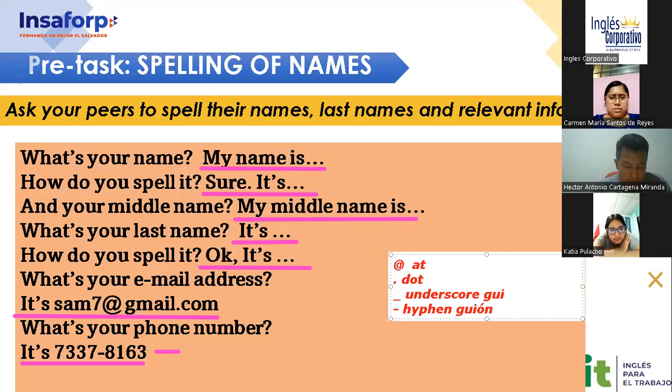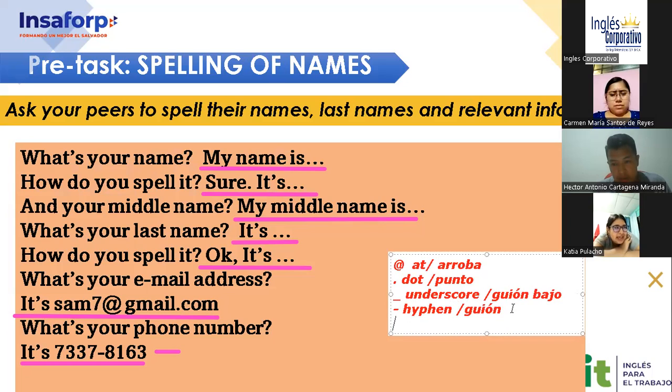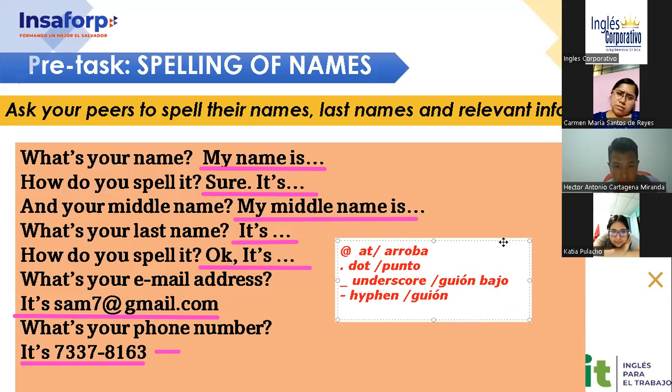Okay, what's your phone number? It's 7-4. No, it's 7-4-3-3-7-8-9. Okay. Eso es todo. Okay. And Carmen and Aide, did you practice?